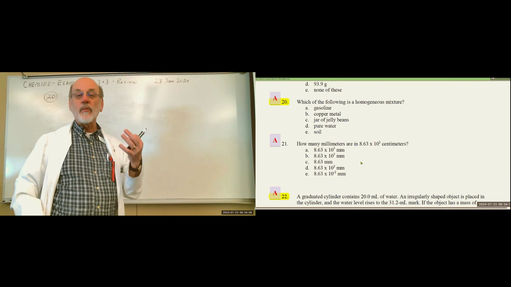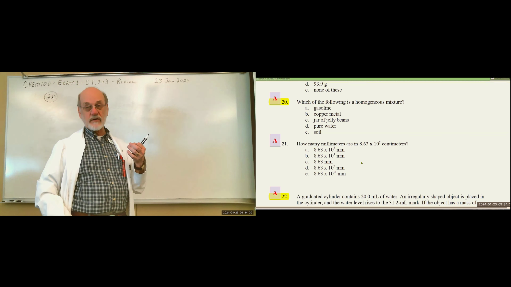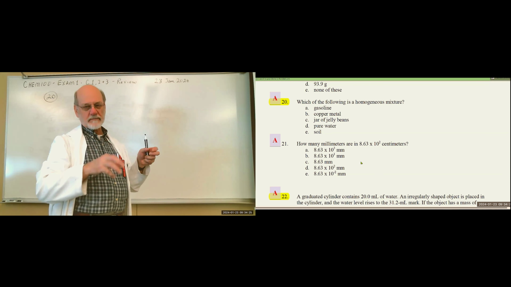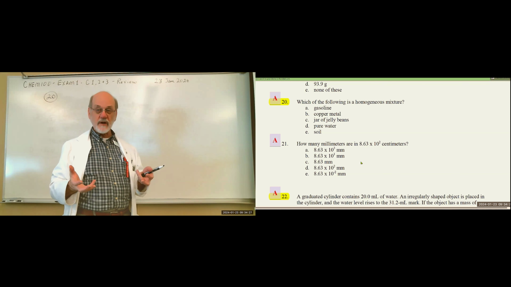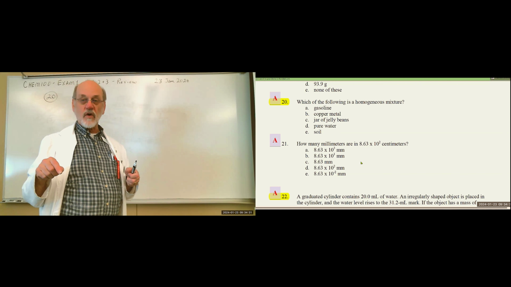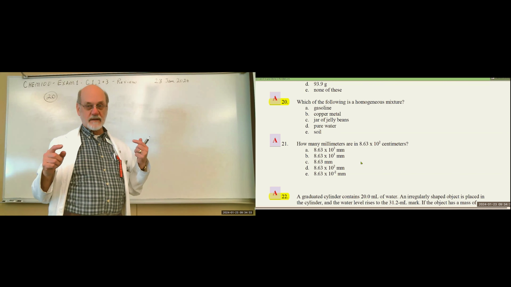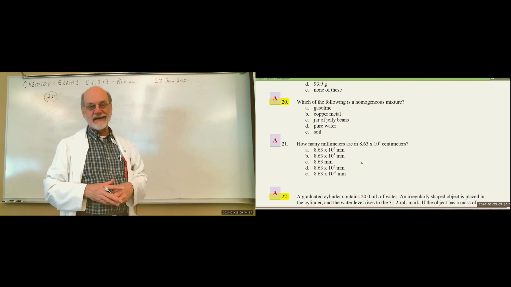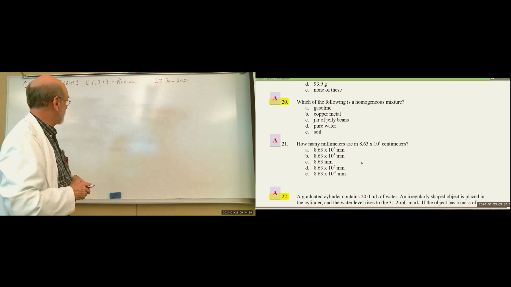Which one's homogeneous? I think I mentioned in class that soil is heterogeneous. You can take my word for that. A jar of jelly beans, you can observe for yourself, and you can see differences in composition wherever you look, differences in numbers of different colored jelly beans. The only homogeneous mixture, or another name for that, is solution. The only solution in there is gasoline. So that's A.